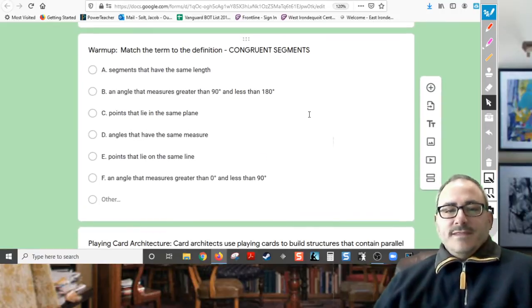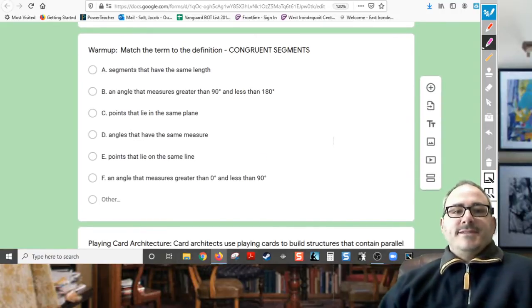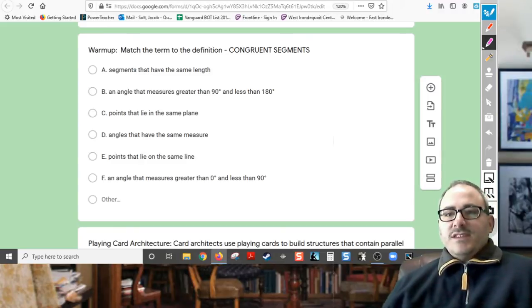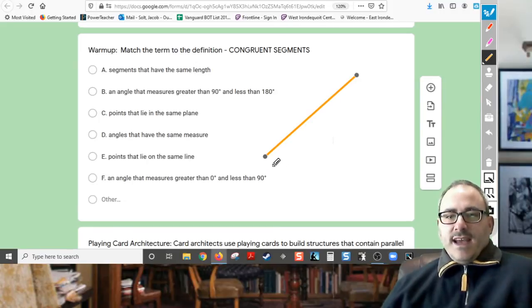All right. Match the term to the definition, congruent segments. If 2 segments are congruent, then that means they have the same exact measure.